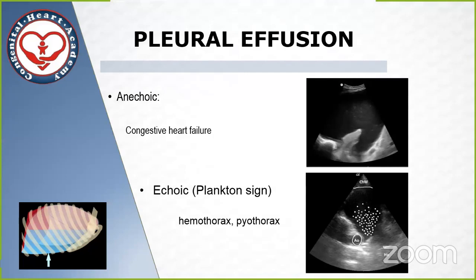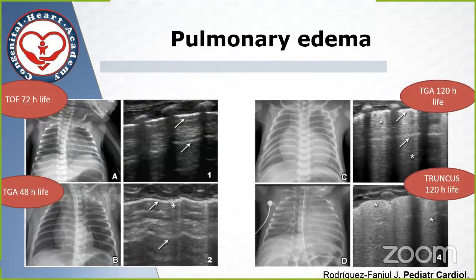This is a nice panel, also from a publication from Javi Rodriguez Fanjul, trying to grade the amount of interstitial edema in different neonatal congenital heart disease patients. As you see here on panel A, in a tetralogy of Fallot without much pulmonary flow, there is clearly a normal lung with a lot of A lines.